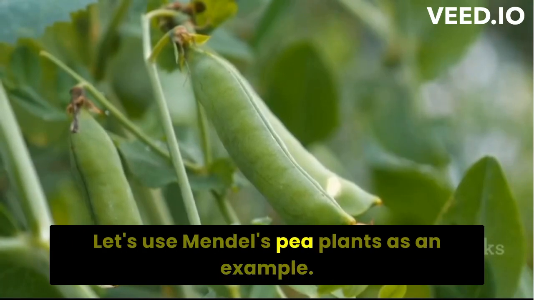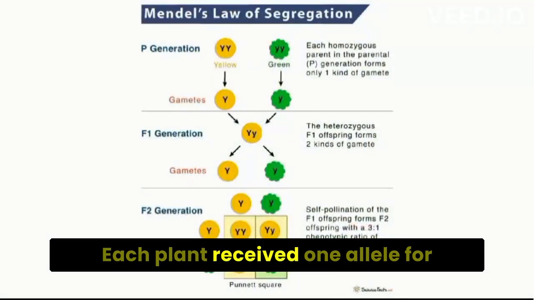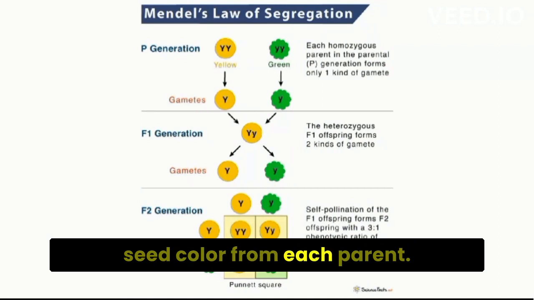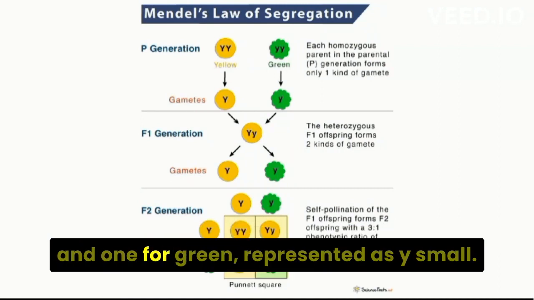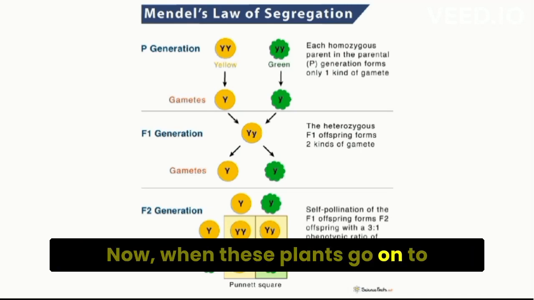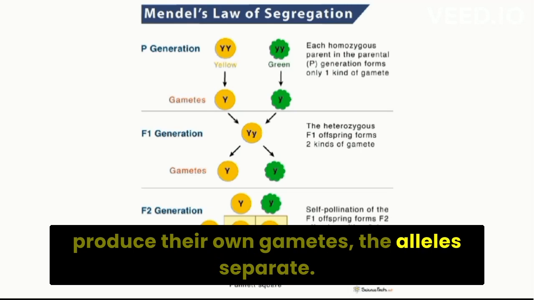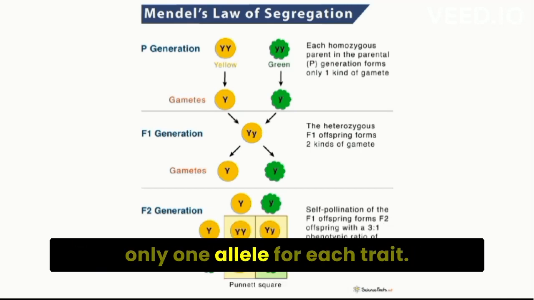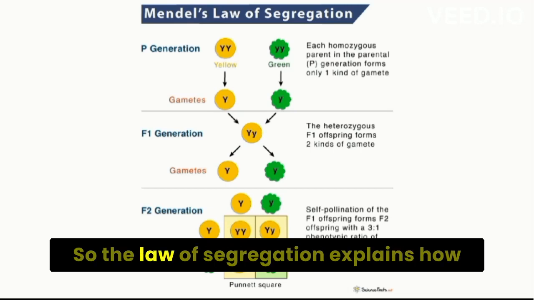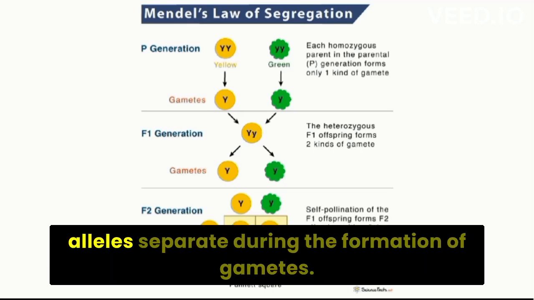Let's use Mendel's pea plants as an example. Each plant received one allele for seed color from each parent, one allele for yellow, represented as Y capital, and one for green, represented as Y small. Now, when these plants go on to produce their own gametes, the alleles separate. This ensures that each gamete carries only one allele for each trait. So, the law of segregation explains how alleles separate during the formation of gametes.